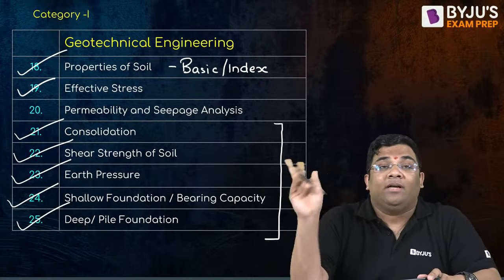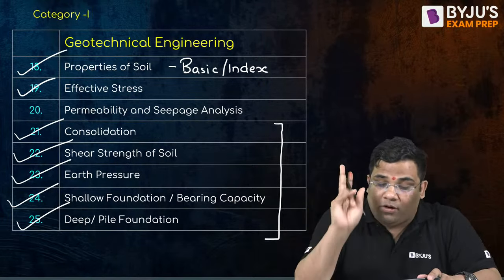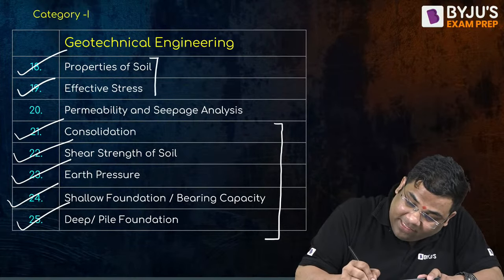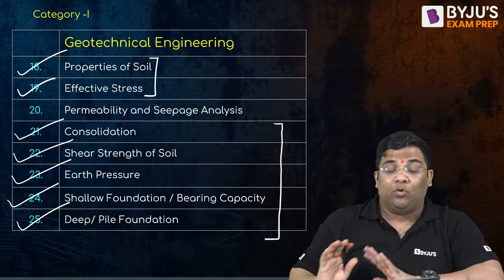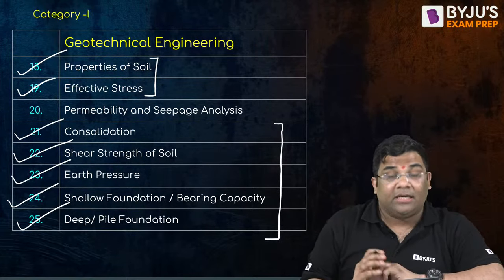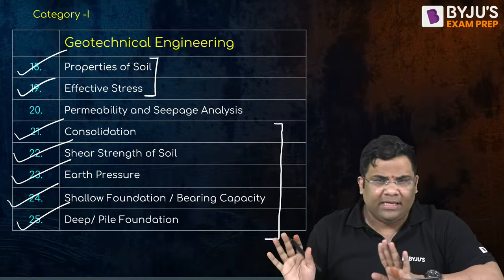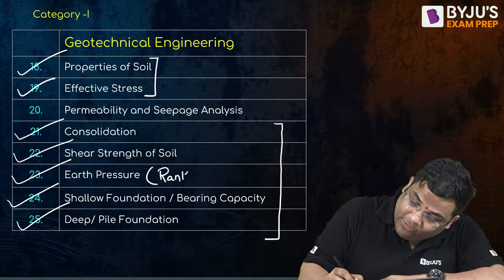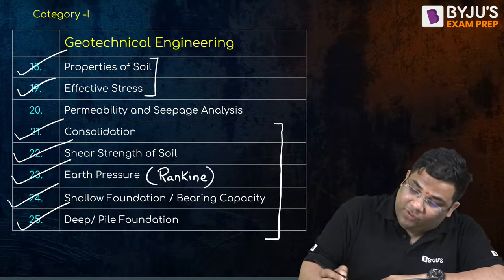So first you should complete the basic properties, index properties and effective stress. Very important. Then you can go to these topics: consolidation, shear strength, earth pressure, everything. In earth pressure, I can say Rankine is more important. You can cover Coulomb also, but first Rankine.